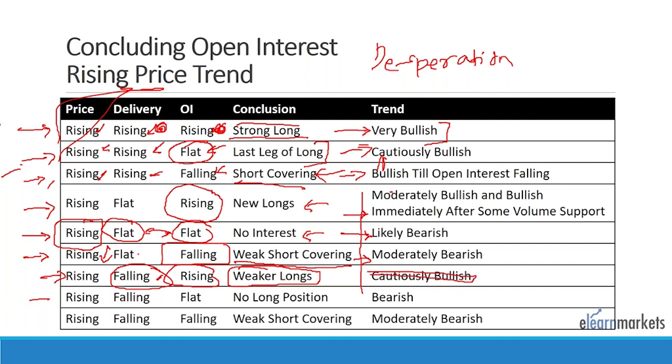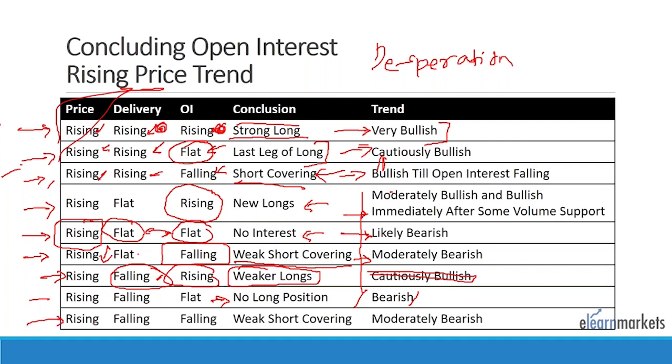Price rising, delivery falling, open interest is flat. That means no long position has built into the system. It is a classic case of bearish, even though the price has shown a bullish pattern.